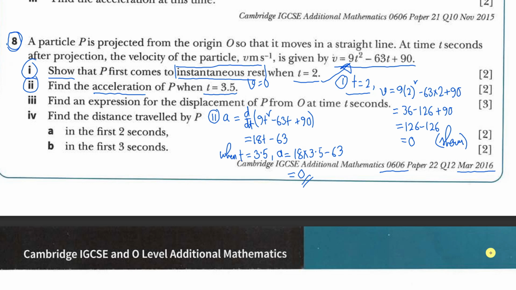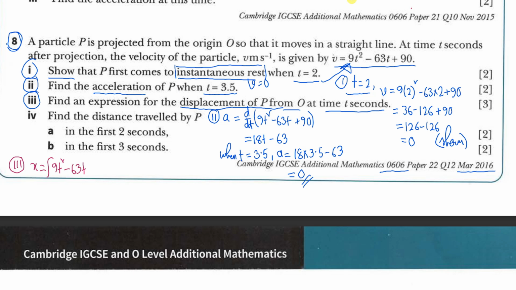Next, let's move to the next question, part 3. It is written here, find an expression for the displacement of P from O at time t seconds. To get the displacement from velocity we need to integrate. So let me do the integration. I'm going to change my color to red. We can write the expression for displacement by x, and this time we are integrating 9t squared minus 63t plus 90.